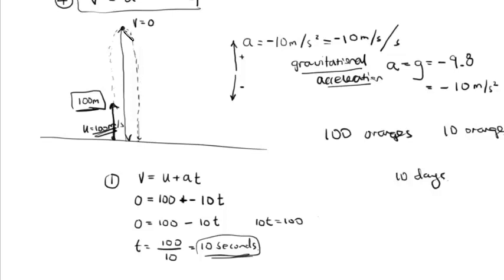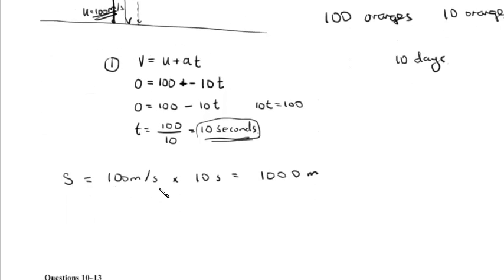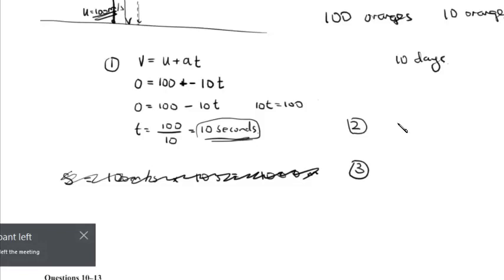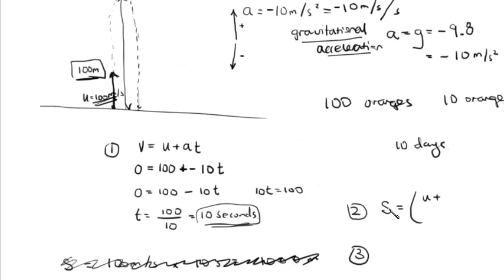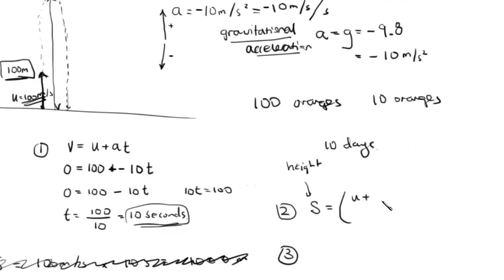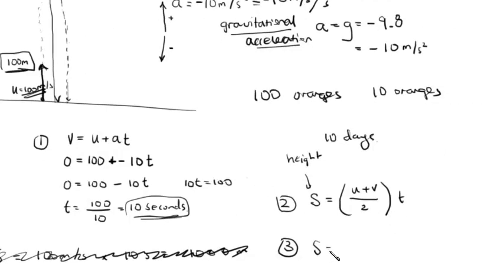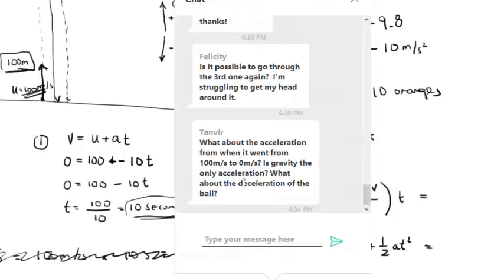See that? So you cannot use this one. You either have to use equation 2 or equation 3. So I want you to maybe try now and figure out the answer to the maximum. S is the displacement, and you can think of that as the height. I want you to use either this equation or this equation to figure out the maximum height. Figure out the answer and type it in the chat room here.